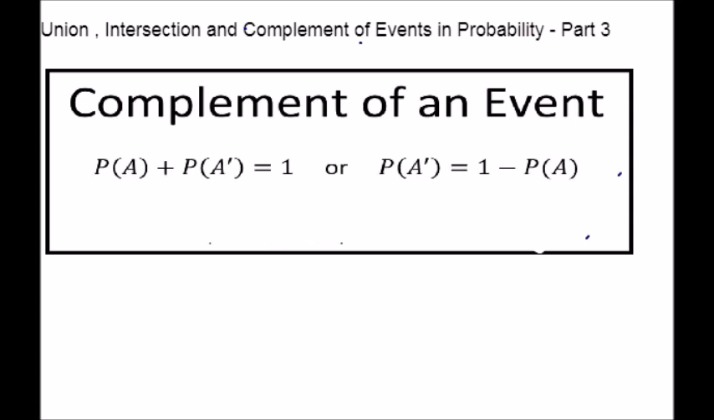The topic that we are going to discuss in our today's video is Union, Intersection and Complement of Events in Probability Part 3. Complement of an event. In statistics, the complement rule is a theorem that provides a connection between the probability of an event and the probability of the complement of the event in such a way that if we know one of these probabilities, then we will automatically know the other one. Yes, in today's video we are going to concentrate only on the complement of an event.